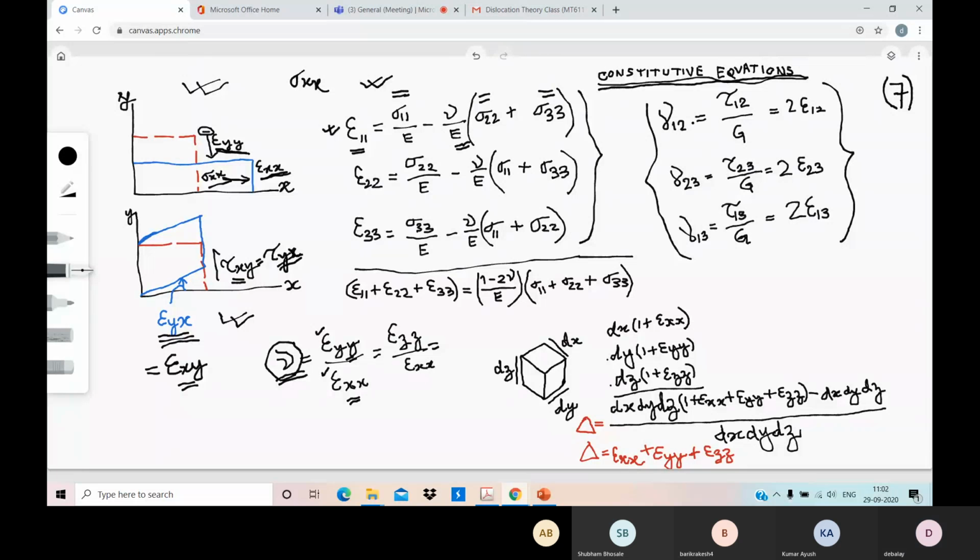Gamma 12 equals tau 12 by G. Basically, gamma 12 equals 2 into epsilon 12. Similarly, gamma 23 equals tau 23 by G equals 2 into epsilon 23. Gamma 13 equals tau 13 by G equals 2 into epsilon 13. So shear stress leads to the corresponding shear strain component, whereas normal stress leads to normal strain components, along with which the corresponding component also leads to two other components as well.